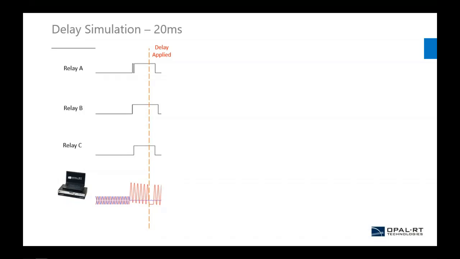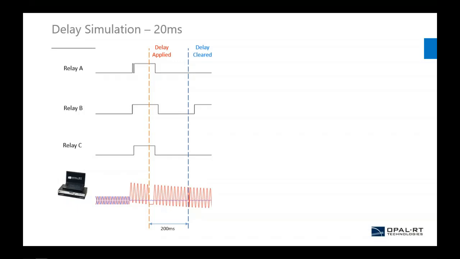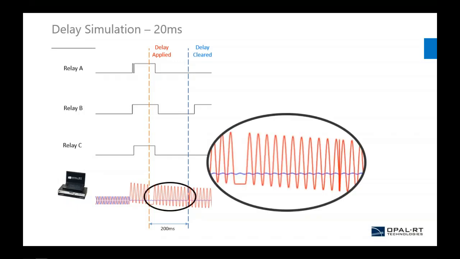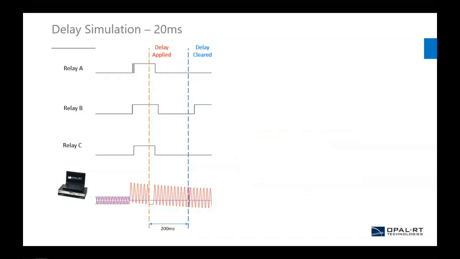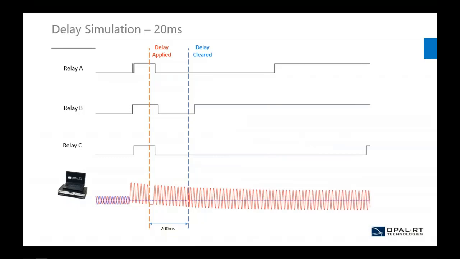Here you can see when the delay is applied and then cleared. What happens is that the content of the buffer is released on the network all at once. You can see there the delay applied and then the buffer that is releasing its content on the network. It is clear that some relays take more time than others to recover from this event.